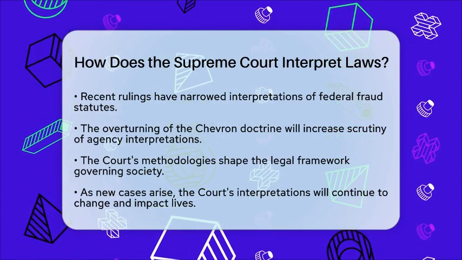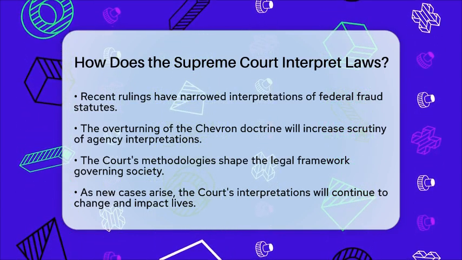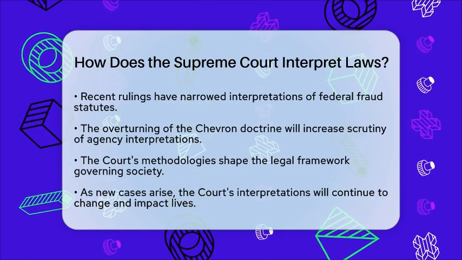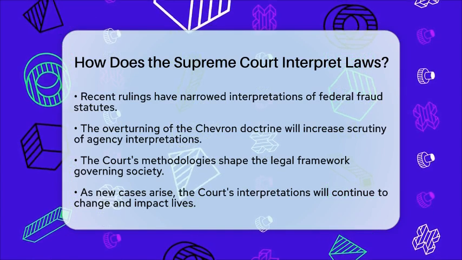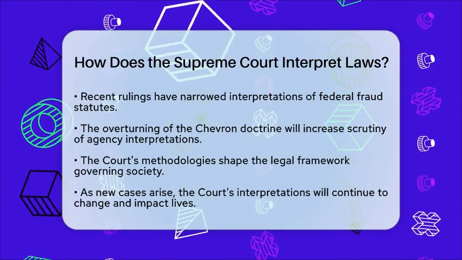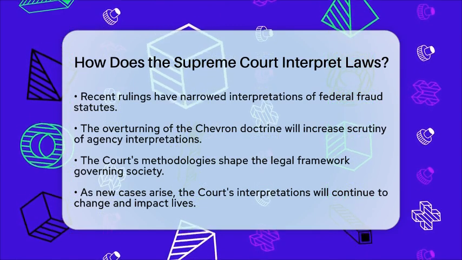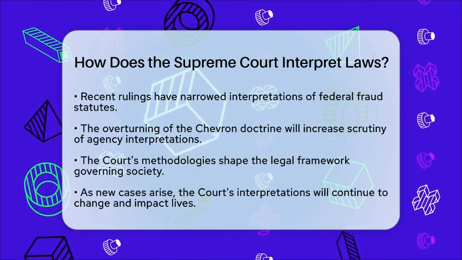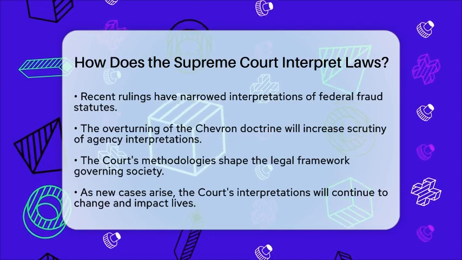These methodologies and considerations illustrate how the Supreme Court interprets laws. By balancing historical context, textual meaning, and the need for fairness, the court shapes the legal framework that governs our society. As new cases arise, the court's interpretations will continue to evolve, affecting the lives of millions.